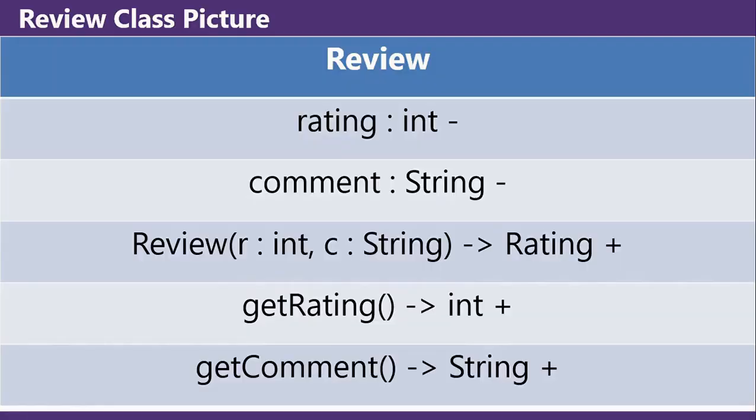You'd have a private rating member that's an integer, a private comment member that's a string, and then you'd have 3 public methods that would return rating, int, and string, and your Review constructor would take in an R argument that's an int, and a C argument that's a string.